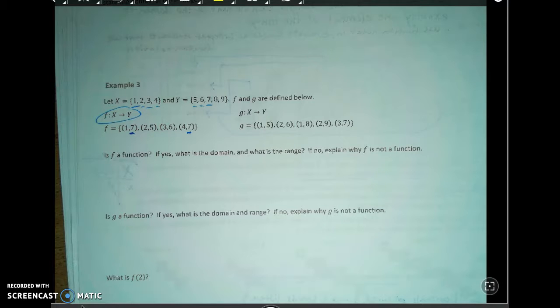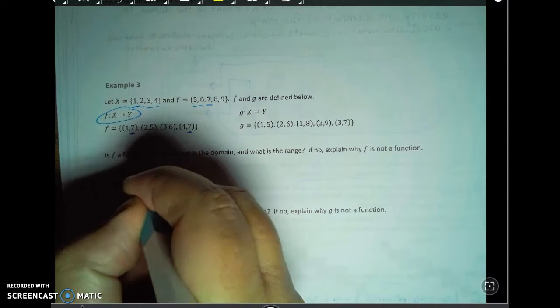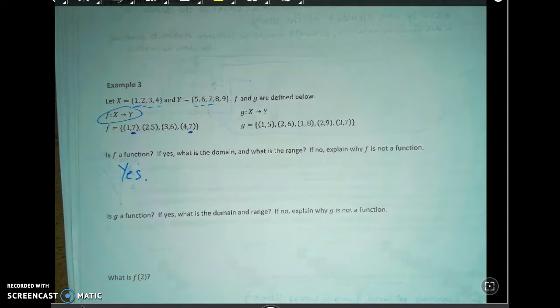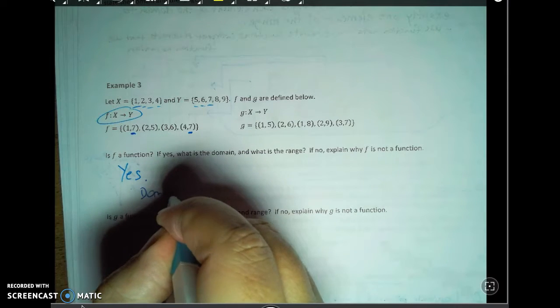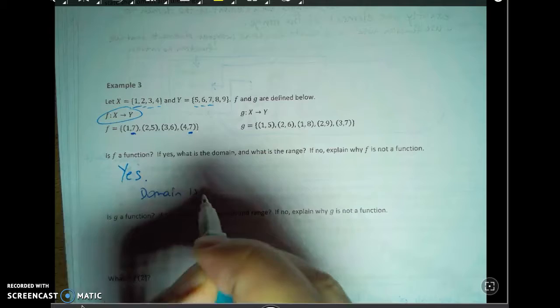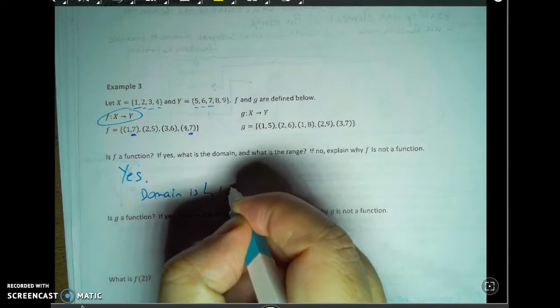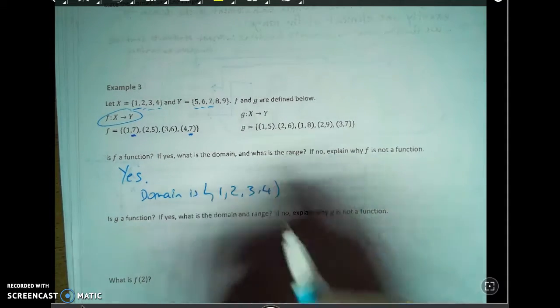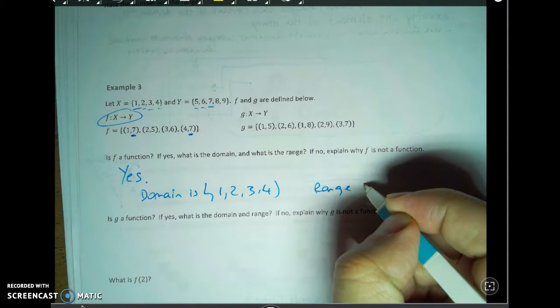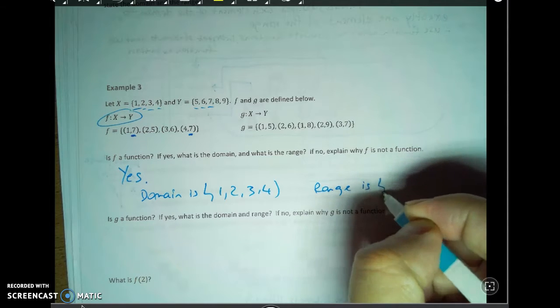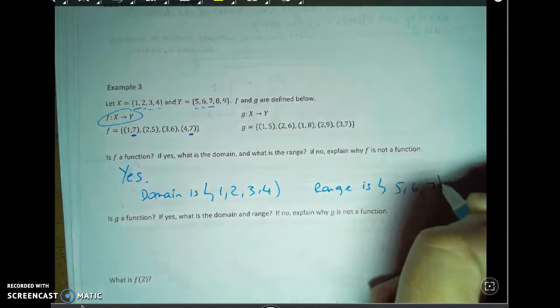So in this case, f is a function, so say yes, it is a function because each element of the domain is matched to exactly one element of the range. Okay, so the domain is 1, 2, 3, and 4, and then the range would be 5, 6, and 7.